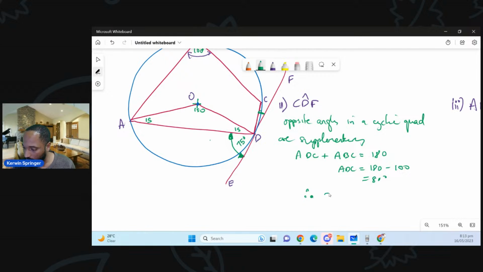Therefore CBF must be equal to 180 minus 80 degrees minus 7 plus 75 degrees. Agreed? Do we agree, folks? And you get a nice 25 degrees. Watch it, because you add up the 80 and the 75.